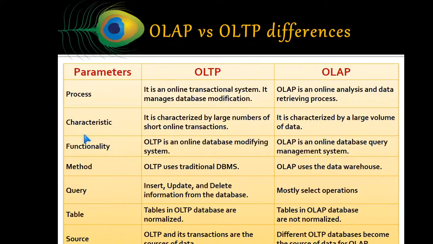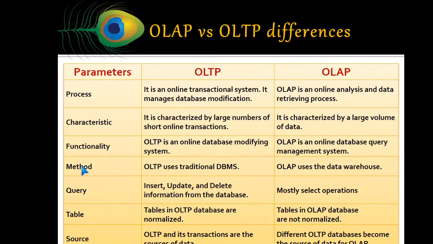As for characteristics, OLTP is characterized by a large number of short online transactions. I gave you examples, right? ATM transactions, and day-to-day operations like point of sale services. But OLAP is characterized by a large volume of data. You are combining data from heterogeneous sources and storing it at one place. That is OLAP. In terms of functionality, OLTP is an online database modifying system. OLAP is an online database query management system. So you are not altering the existing database, you are just querying it for analysis purposes.